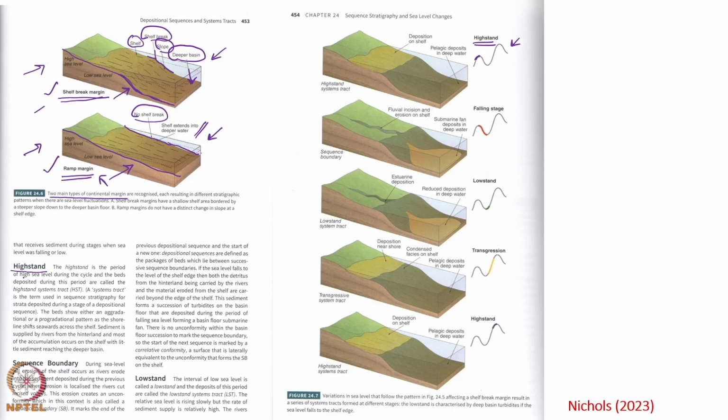The high stand is a period of high sea level. Why are we saying that? Because in this curve, this part is where the high sea level is noted, and the beds deposited during this period are the high stand systems tract.